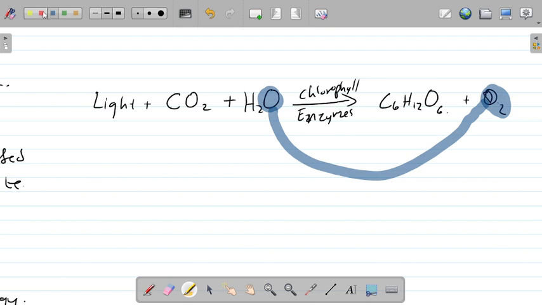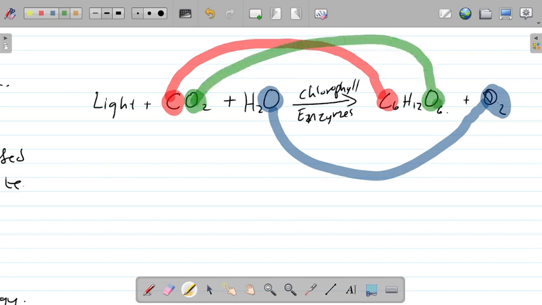So this is this. And then what else? We looked at this carbon over here. These carbons will form part of glucose. What else will form part of glucose? The oxygen. This oxygen over here will also form part of the glucose, as well as the hydrogen. This hydrogen over here will also form part of glucose. Does it make sense? Good.